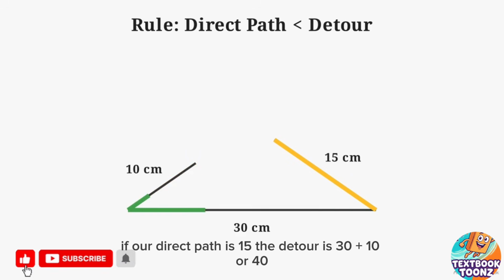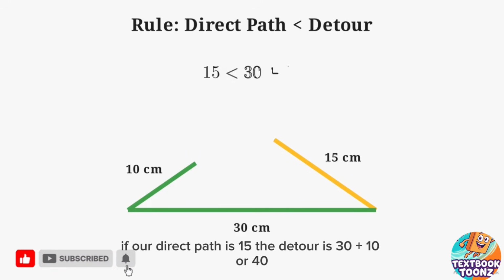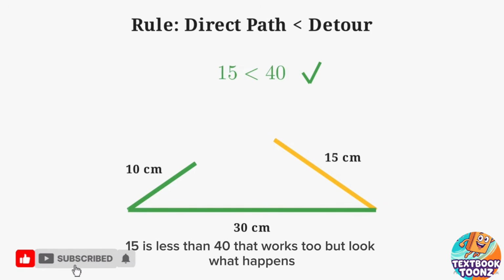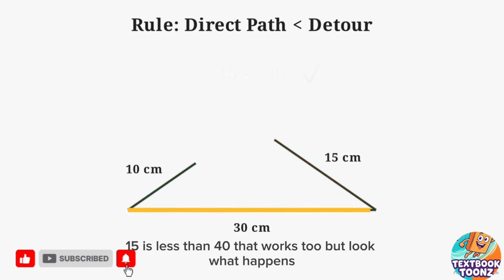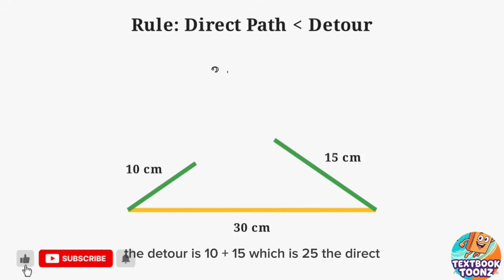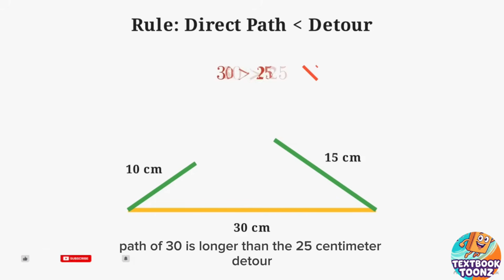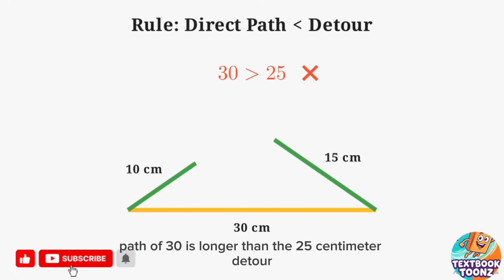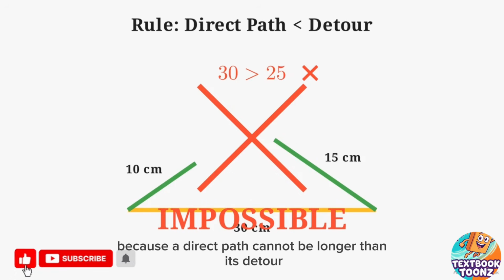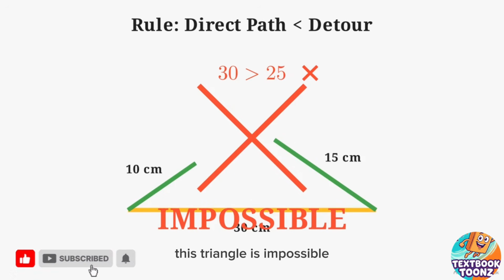If our direct path is 15, the detour is 30 plus 10, or 40. 15 is less than 40. That works too. But look what happens when we make the 30 centimeter side our direct path. The detour is 10 plus 15, which is 25. The direct path of 30 is longer than the 25 centimeter detour. Because a direct path cannot be longer than its detour, this triangle is impossible.